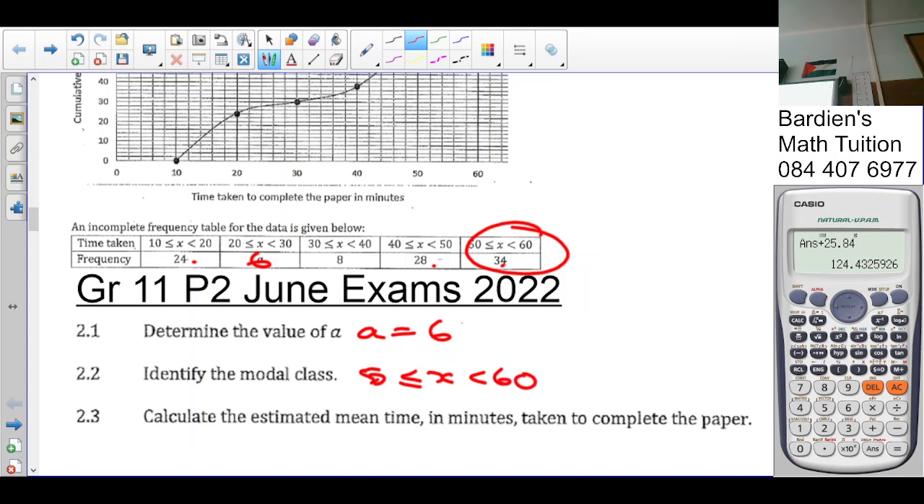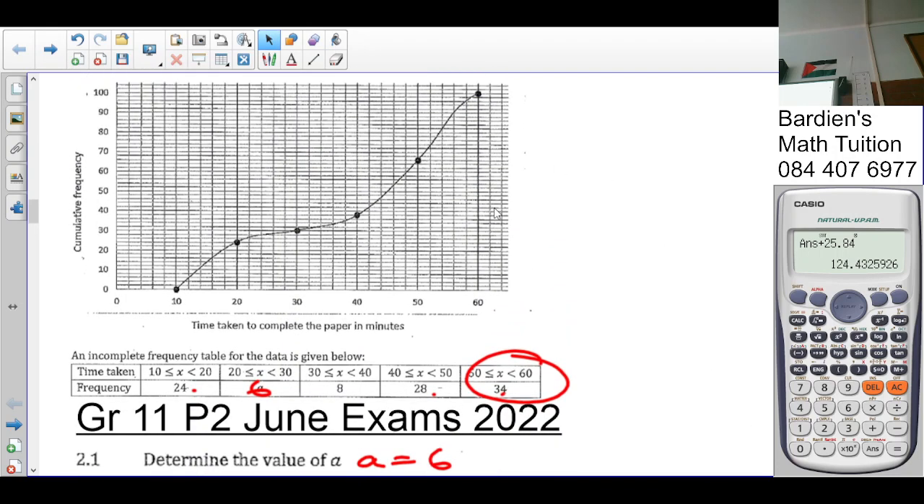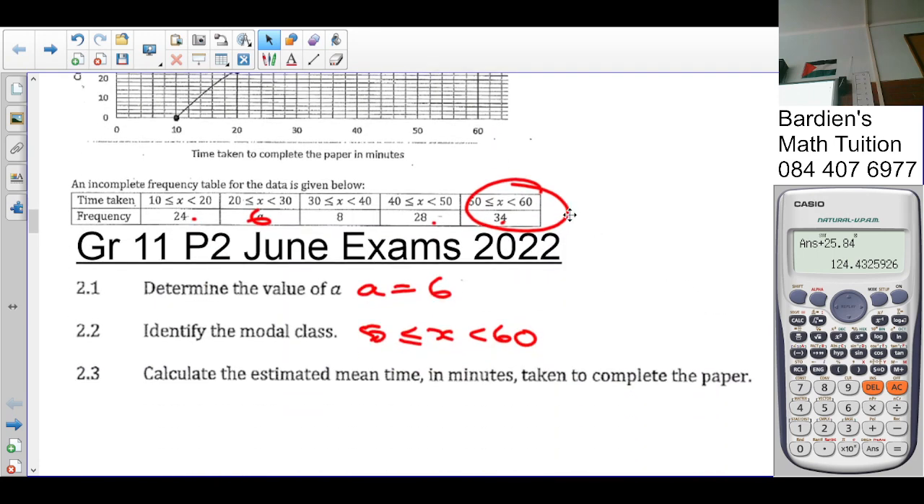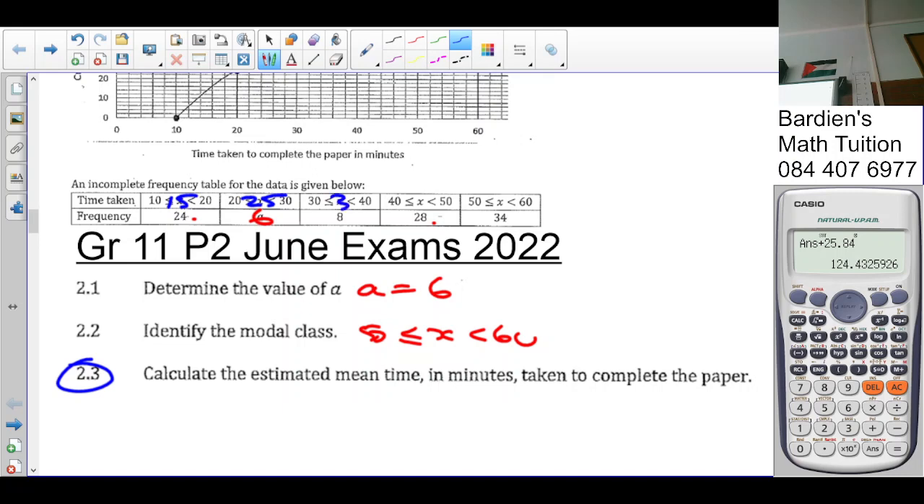Then it says calculate the estimated mean of the time taken to complete the paper. Now to calculate your mean here, what I need to do is work out the midpoints of these classes. So we say 10 plus 20 is 30, divided by 2 is 15. So that's the midpoint there. 25 is the midpoint there. 30 plus 40 is 70, divided by 2 is 35, 45, 55.